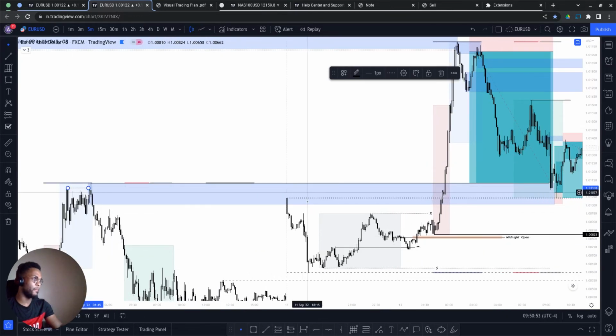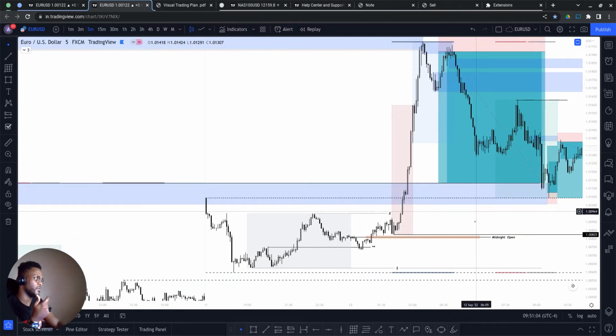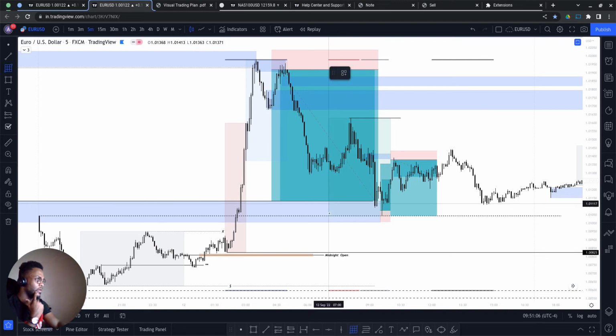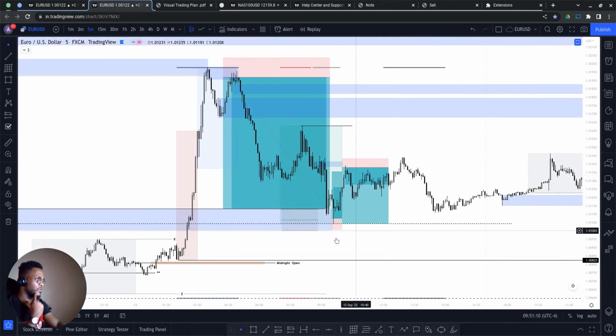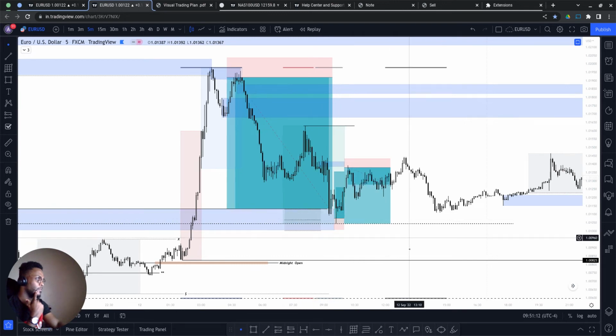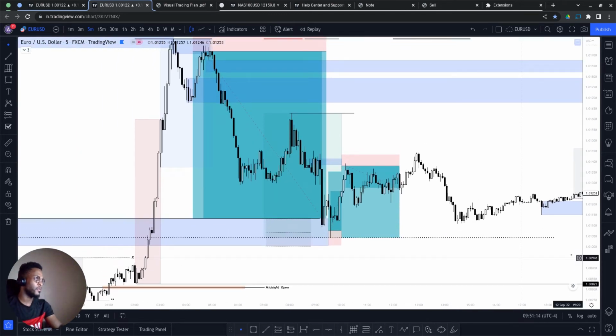When it came back, it should respect. See here, it just broke it. Now it's a breaker. When price comes back, I'm expecting at least a reaction from this zone. What I did, I brought a fib here and I entered at the 50% of this zone right there. It was a little hedge.